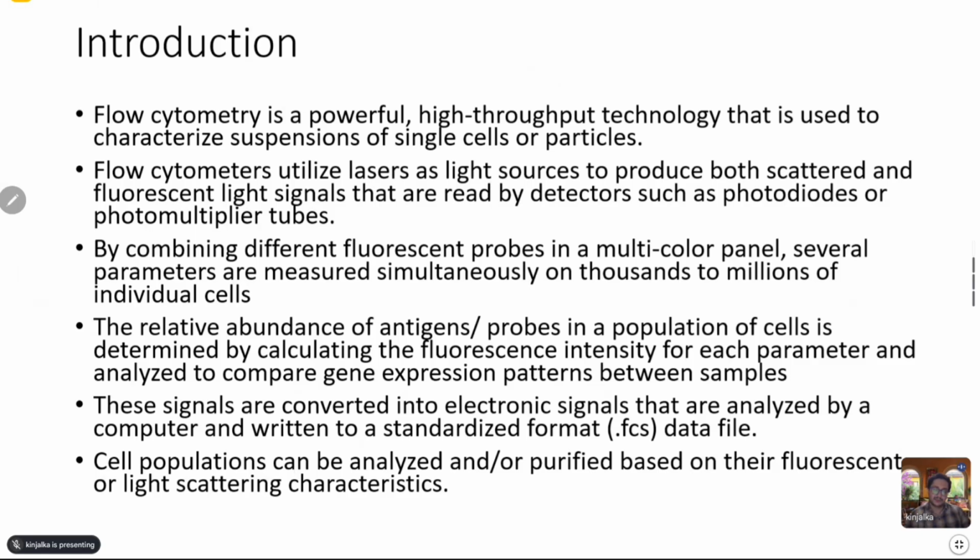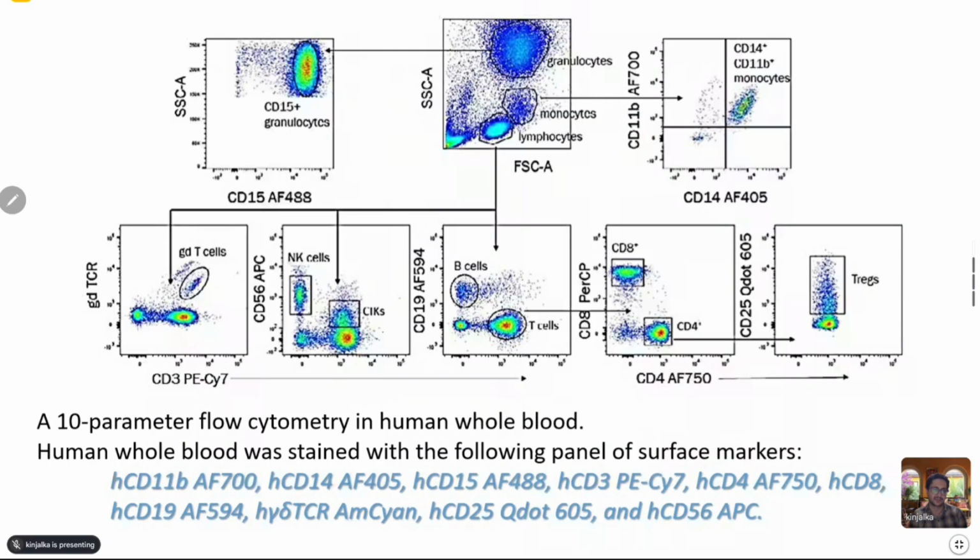The relative abundance of antigen probes in a population of cells is determined by calculating the fluorescence intensity. These signals are then converted to electronic signals, and the file that is created is an FCS data file. Cell populations can be analyzed, or they can also be sorted based on their characteristics. So many times you have flow cytometers with sorters. So you can isolate or separate different cells of your interest from a big mixture and then sort them out. This then becomes an upstream process for a cell culture or some other downstream research pipelines.